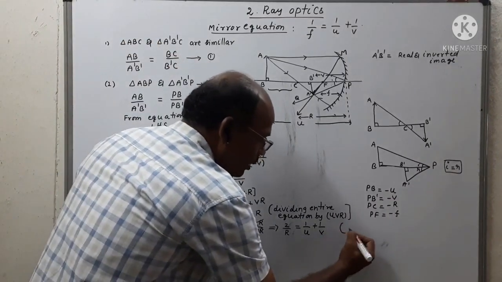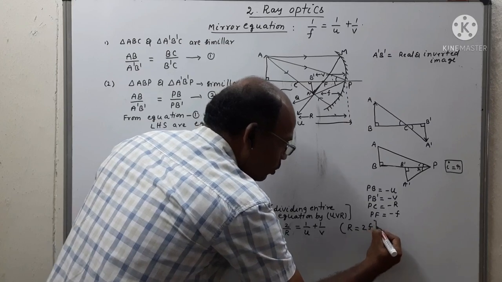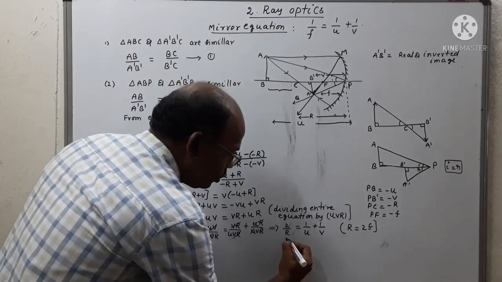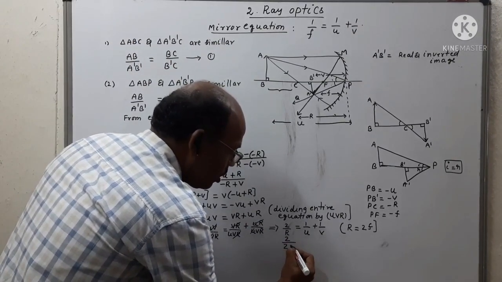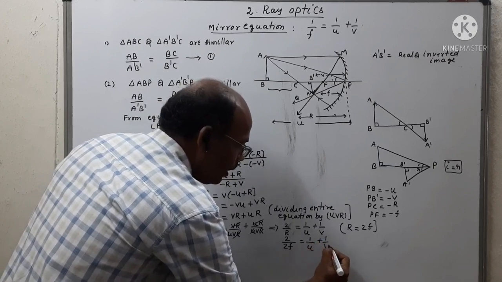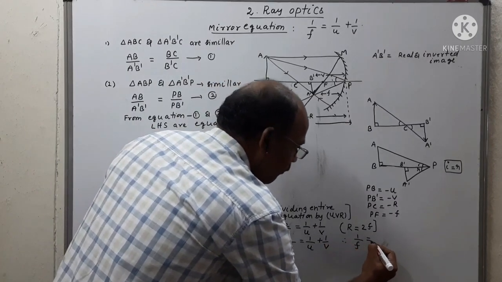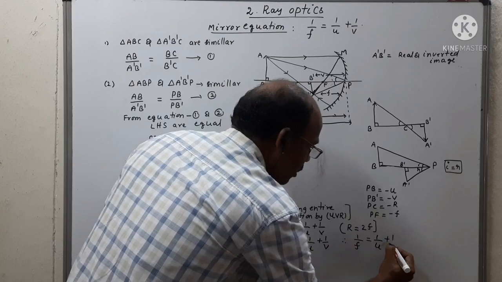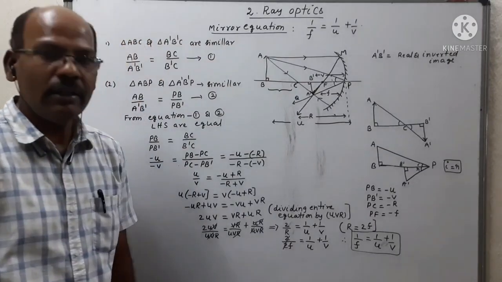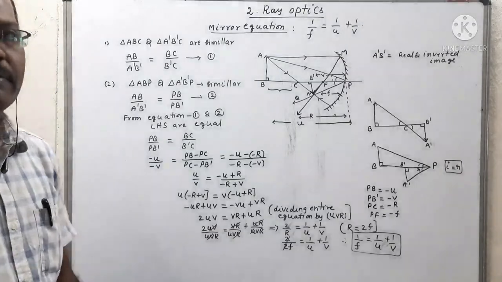But we know the value of R in terms of focal length. So R is equal to 2F. So in place of R we can simply substitute. So 2 by R means 2 by 2F is equal to 1 by U plus 1 by V. So cancel 2 and finally we get 1 by F is equal to 1 by U plus 1 by V. So this is the mirror equation.